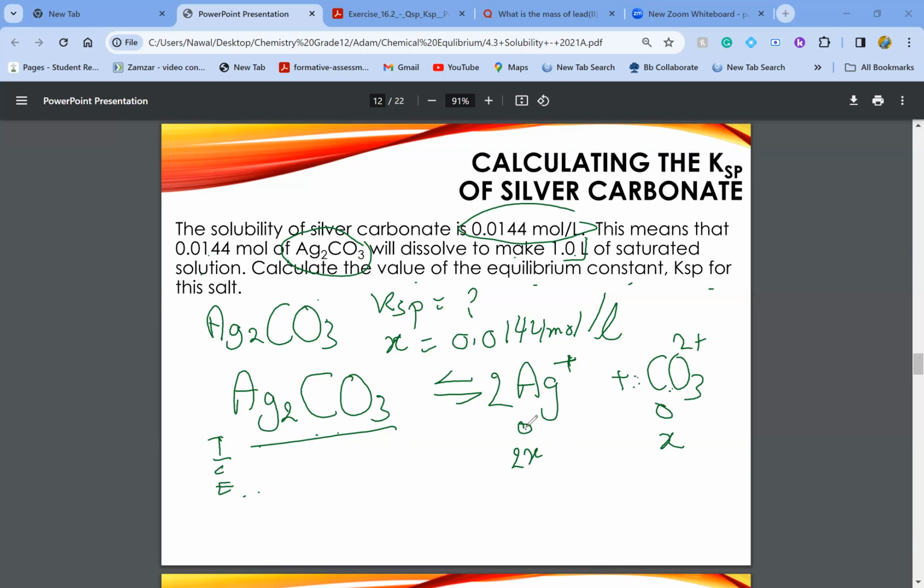And at equilibrium, there is nothing here. It's 0 plus 2x, 2x. This means the addition. Equilibrium means the addition of these together. Here it's 0 plus x, it's x.